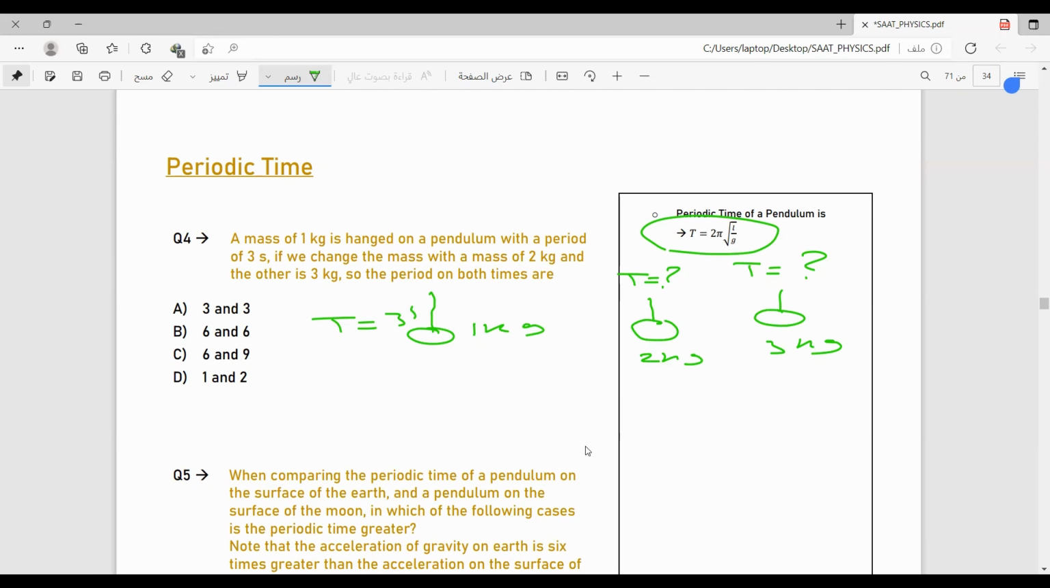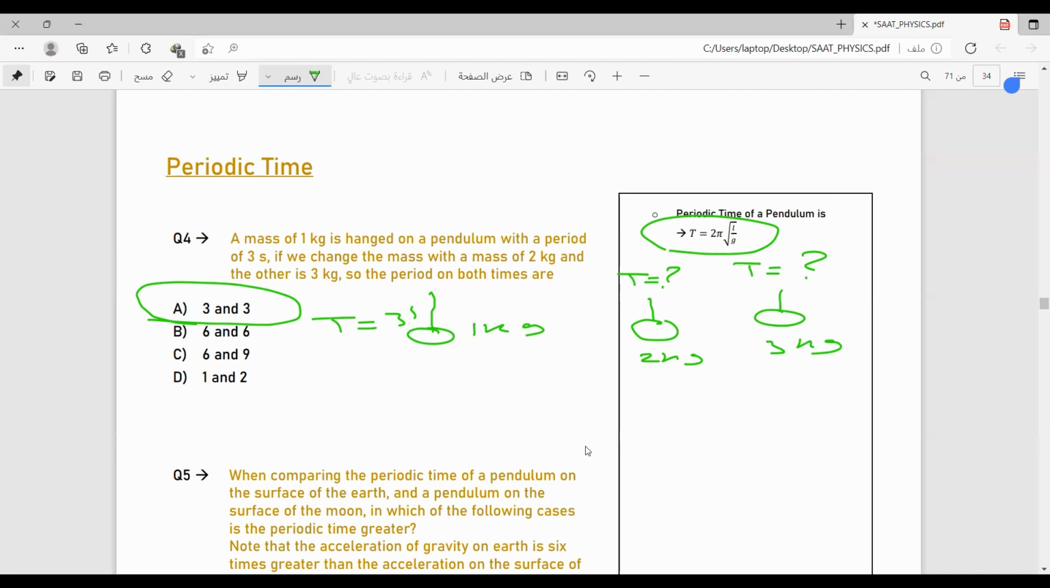Yes, the answer. Great, mashallah. So what's the answer? A, B, C, or D? Sir, it's A. Yes. Fantastic. You're right. Why is that? As your colleague said, in the periodic time formula, do you have any mass here? No, there's no mass. So it means that periodic time will not be affected by mass. Even if you hang 100 kg, you will find the same periodic time.